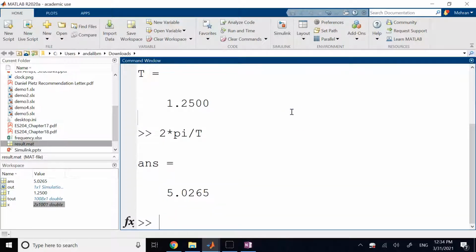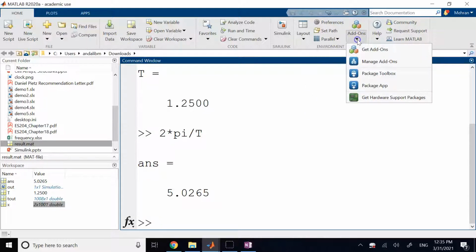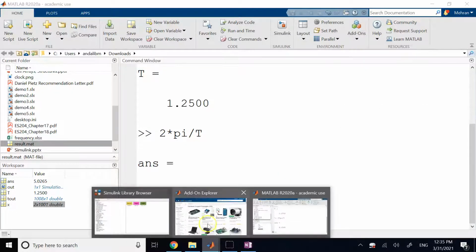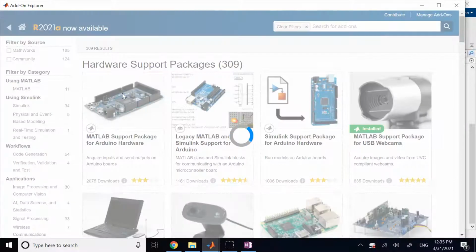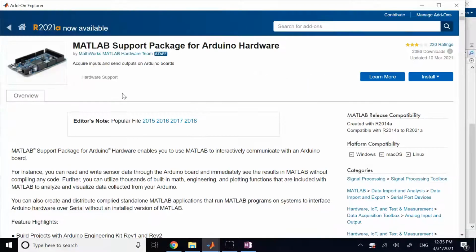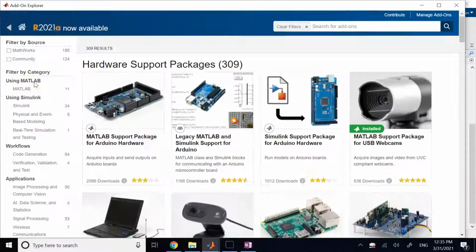Which hardware can you communicate to from MATLAB? If you go here under add-ons, you can get different hardware support packages for the stuff that MATLAB at the moment can work with. And what are they? If you click on it, you're going to come here. So at the moment, you can directly communicate from MATLAB to an Arduino. From MATLAB, you can directly program an Arduino and get it to work. And I have done it. I'll show you later if I have time.